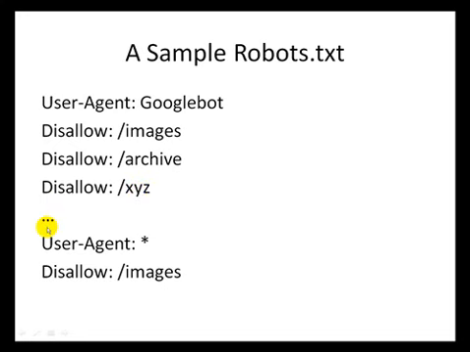Now this rule continues. The block ends when another user agent directive starts, in which case this directive applies to any automated mining bot, and it requests those bots to disallow or not to mine the images directory. So very simply put, this is an exclusion based protocol in general, where the site administrator mentions various directory names which should be excluded from mining.